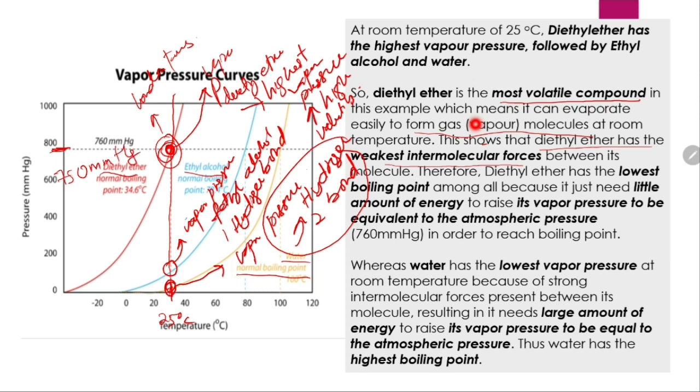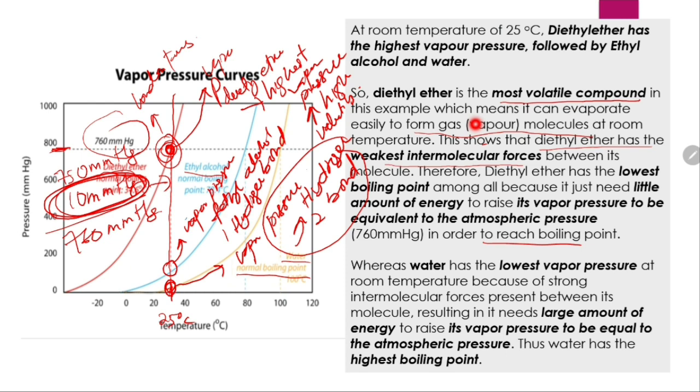Okay, so for it to reach atmospheric pressure, to reach boiling point, it just needs another 10 millimeter mercury to be equivalent to 760 millimeter mercury. Since the change in pressure needed is just this small amount, the amount of heat needed is very small, so that's why it has a very low boiling point.